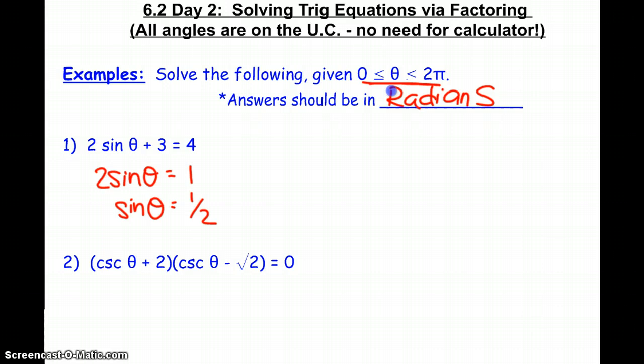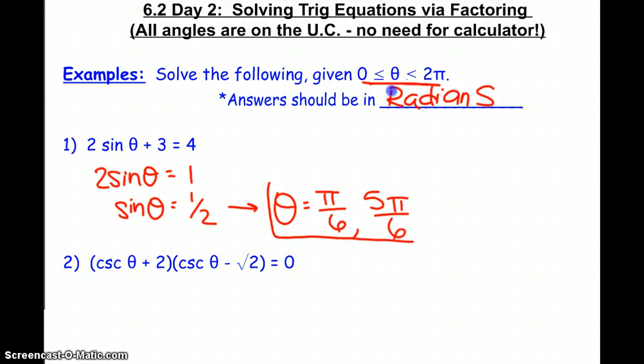Look on your unit circle. Where is my y-coordinate a positive 1/2? Because that will correspond to where sine of theta equals 1/2. Well, that happens at pi over 6, and again, we're in radians, and 5 pi over 6. And those are my two solutions.